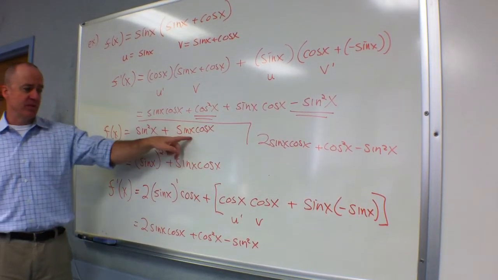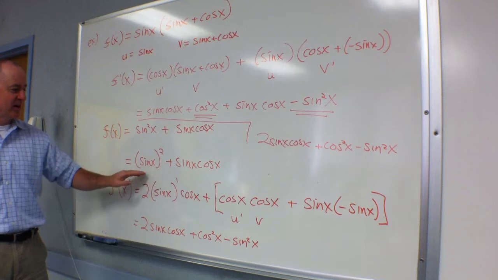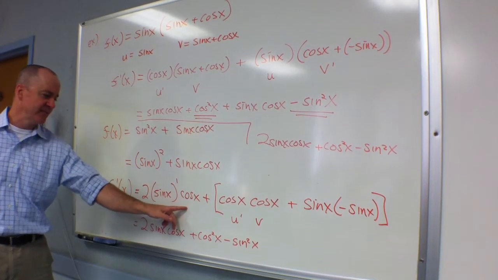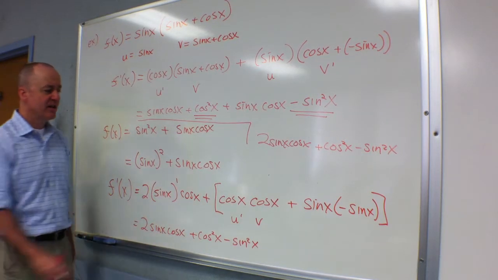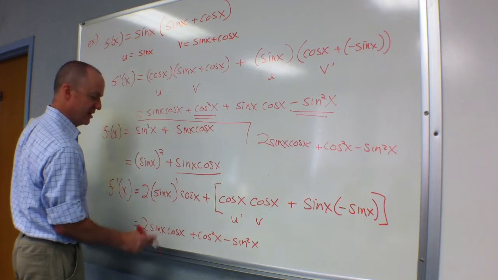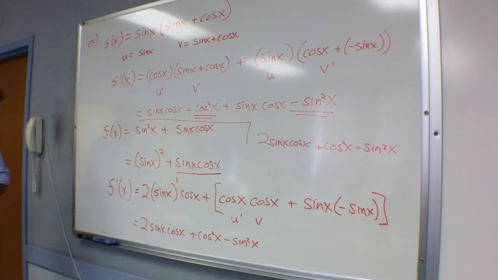If we do distribute, we have to remember to use the chain rule on sine squared, sine of x whole thing squared. And then we get 2 sine x cosine x. Cosine x here appears because it's the derivative of the inside function. Plus, we apply the product rule on sine x cosine x, and that gets us cosine squared minus sine squared. Exact same thing we get that way.